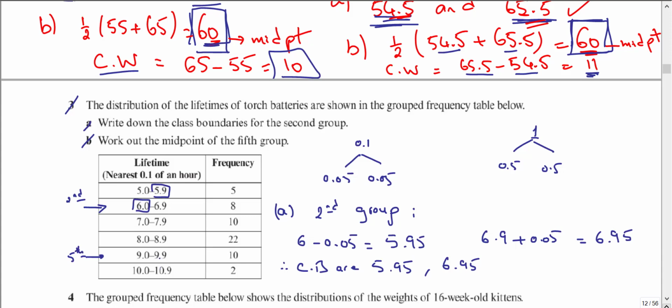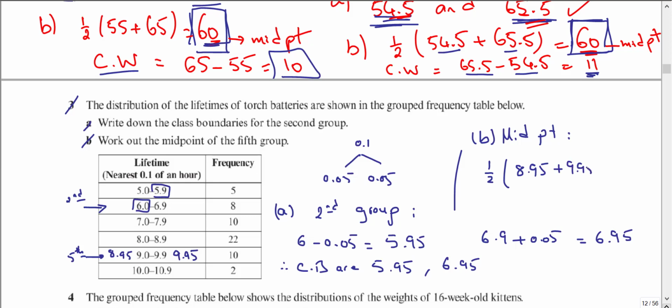To get the midpoint, first you need the boundaries. Again, subtract the same value, 0.05. So the lower boundary here will be 8.95, and the higher boundary will be 9.95. If you want the midpoint, you halve the sum of the boundaries: 8.95 plus 9.95. Work it out and tell me what's the answer.